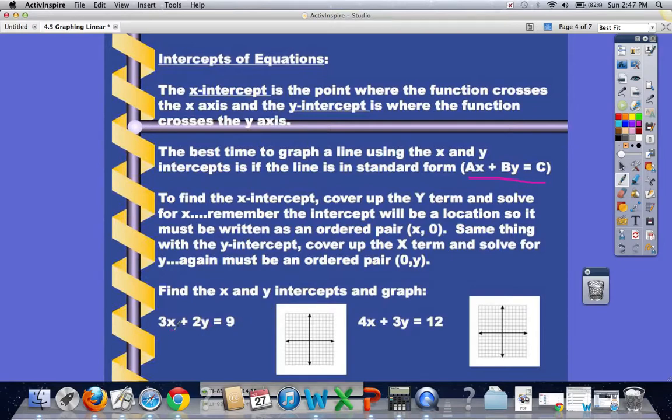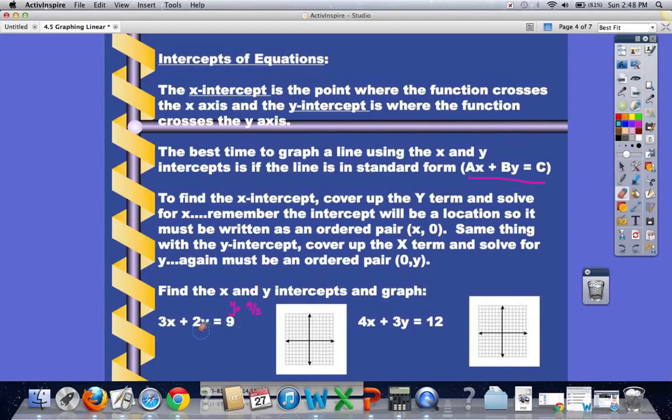All right, so we have 3x plus 2y equals 9. And we want to find the x and y intercepts. All right, so if I cover up my x term and pretend it's just not there, you just have 2y equals 9. So then you just solve for y. So y is going to be a fraction, 9 over 2.